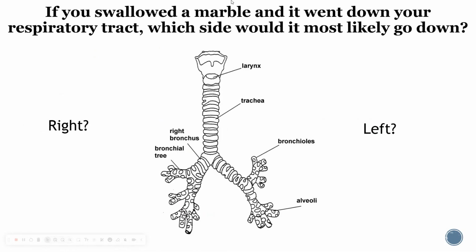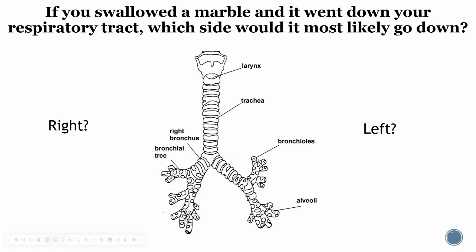So here's a little thinking task before we continue on. This is the larynx, this is the trachea, and these are the bronchi, the right and the left. And so the task is, if you swallowed a marble and it went down your respiratory tract, which side would it most likely go down to? The right side or the left side? And then you have to explain why.